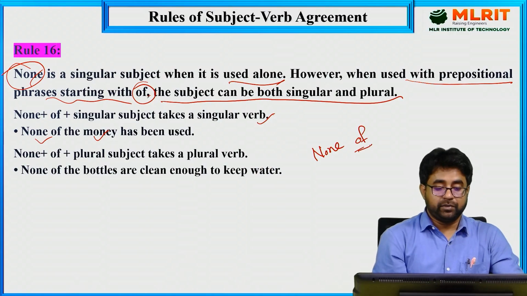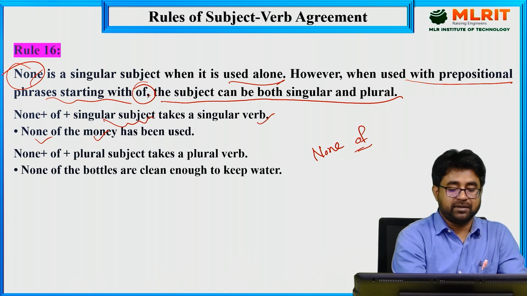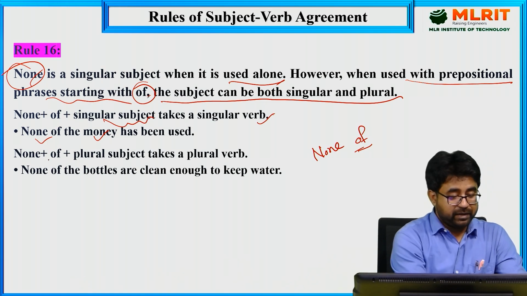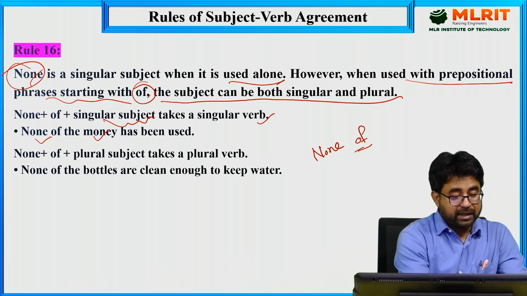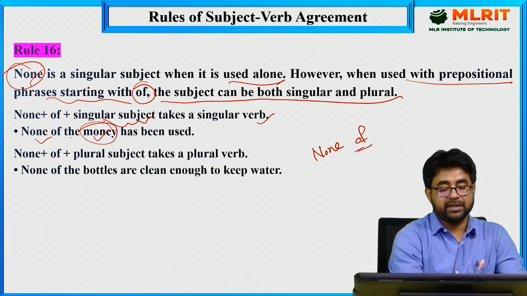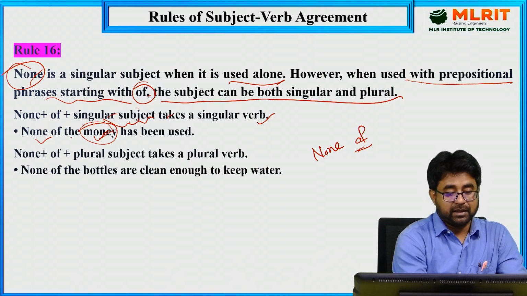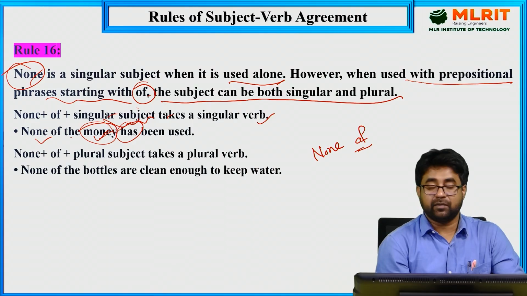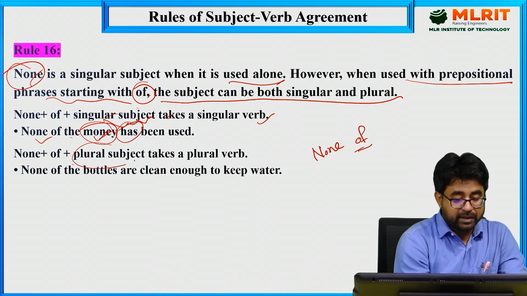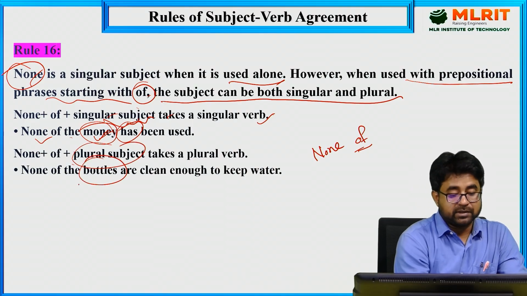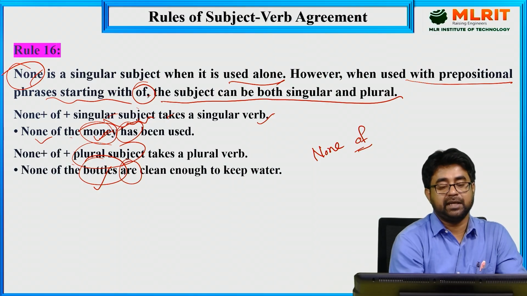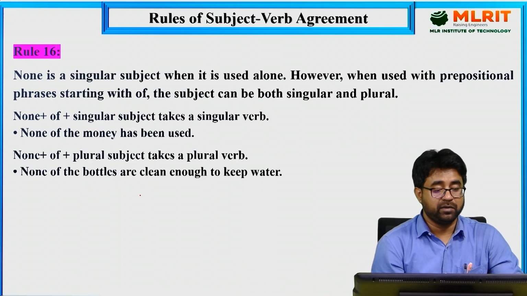Now what we need to check? We need to check the subject. So none of plural subjects. None of the money, it is a singular subject. Hence, none of singular subjects, I am using what? Singular verb. None of plural subject, none of the bottles, plural subjects. So I am using are. So I hope it's clear now.